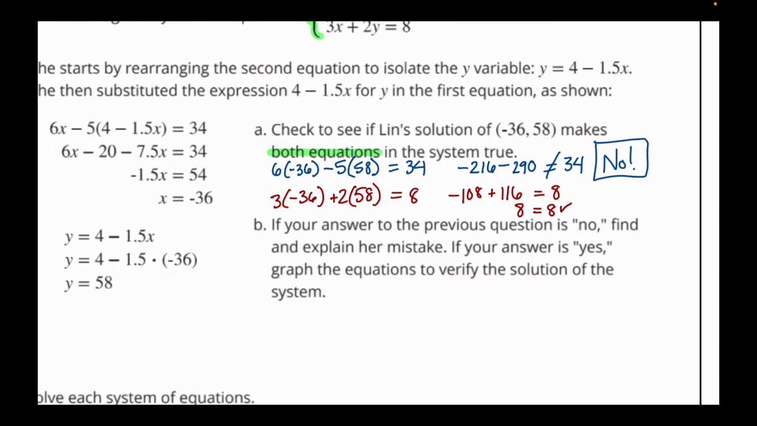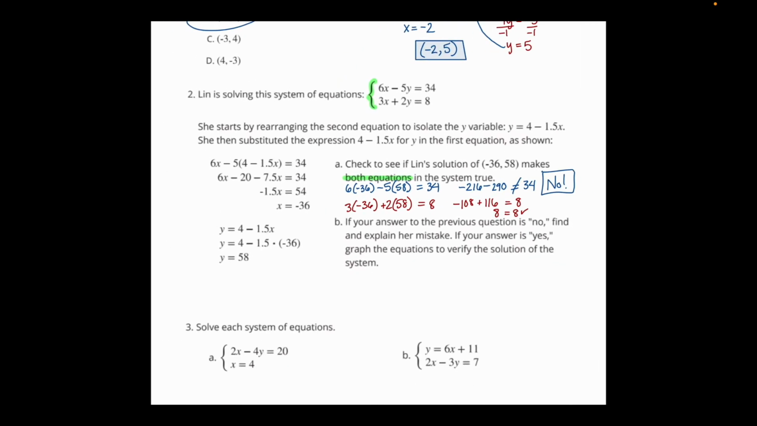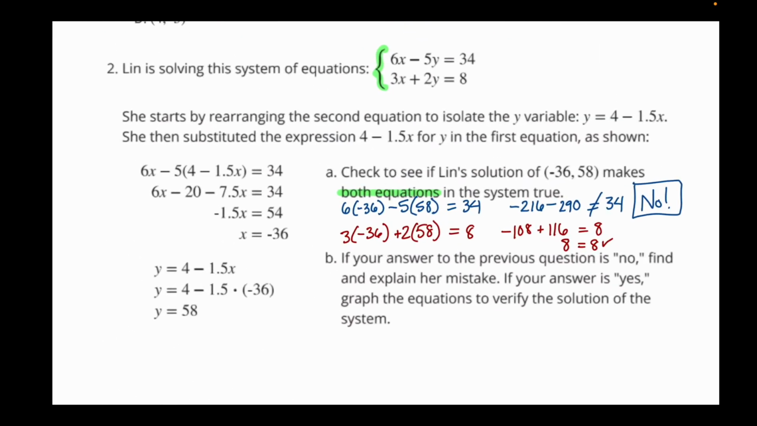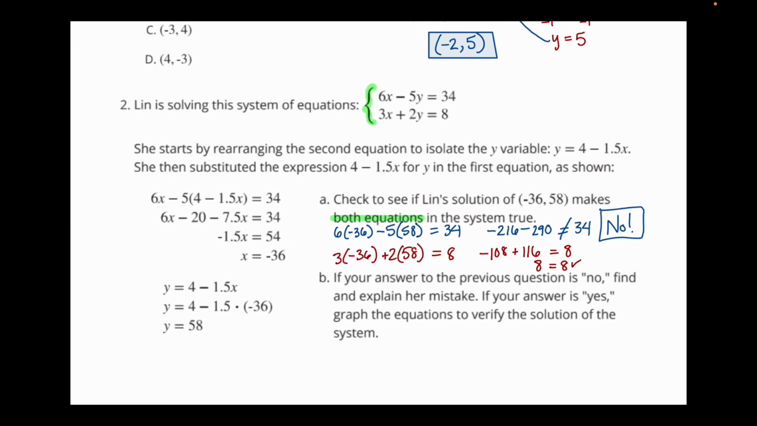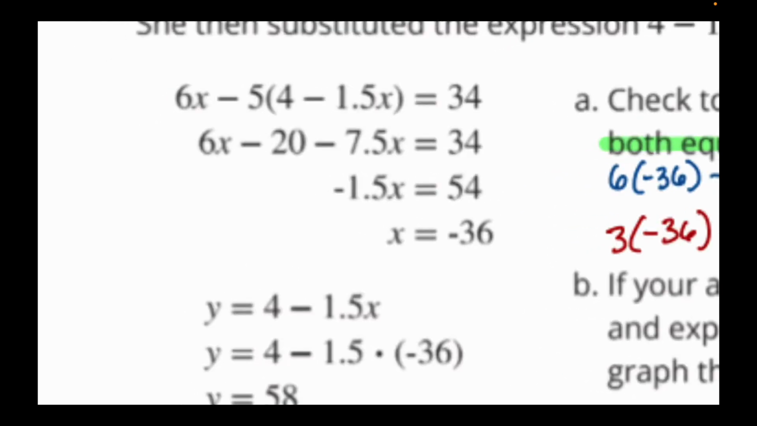All right, so for part B, it said, if your answer to the previous question is no, then we want to find and explain her mistake. So since our answer was no, that's what we're going to do. If the answer was yes, then we would graph them to verify the solution. So we're going to find Lynn's mistake. And I think that Lynn's second equation is fine for the 4 minus 1.5x. That's going to be okay. So Lynn's substitution part is fine. We're going to check Lynn's work here.